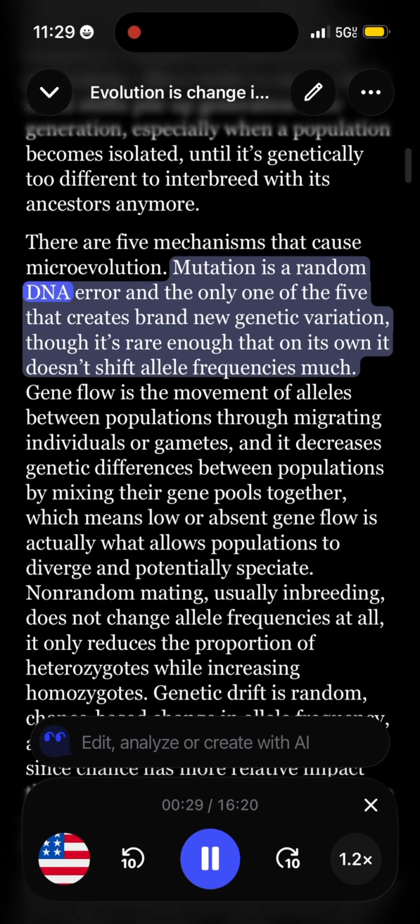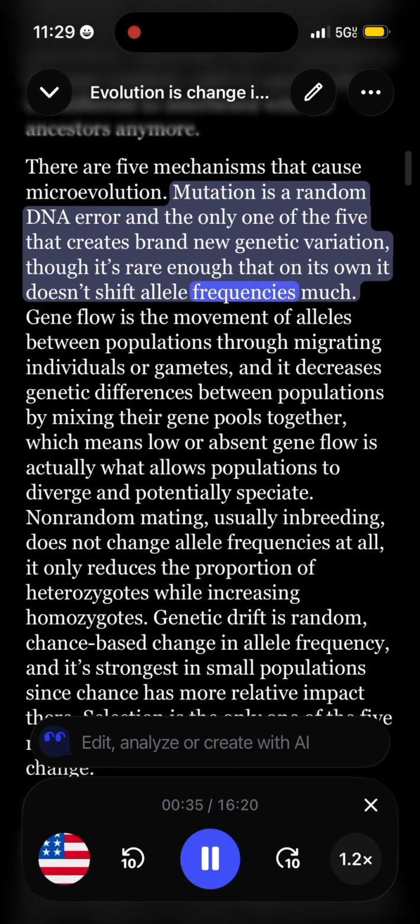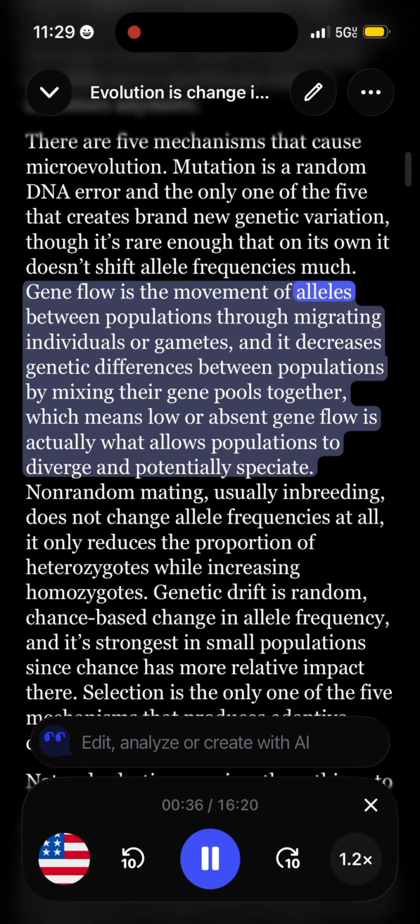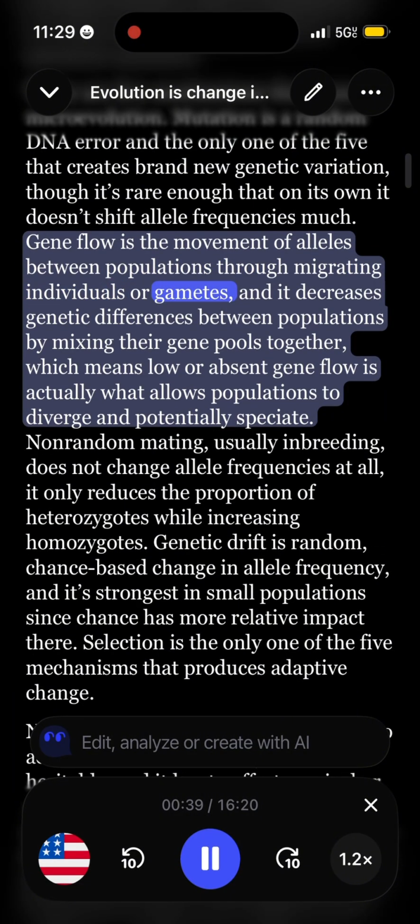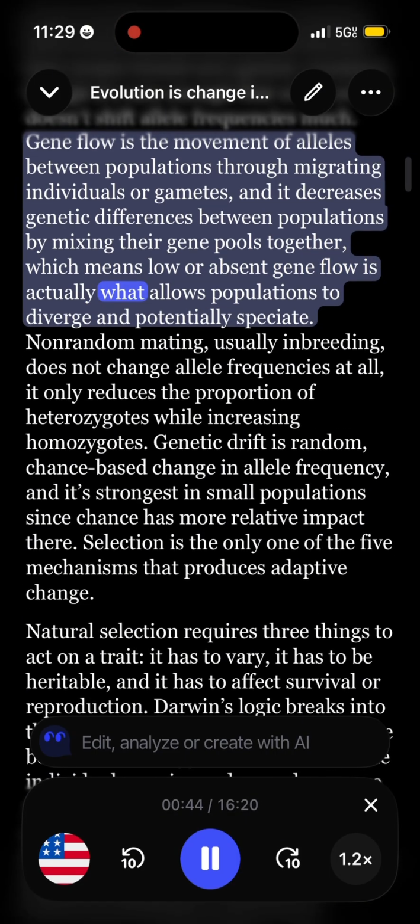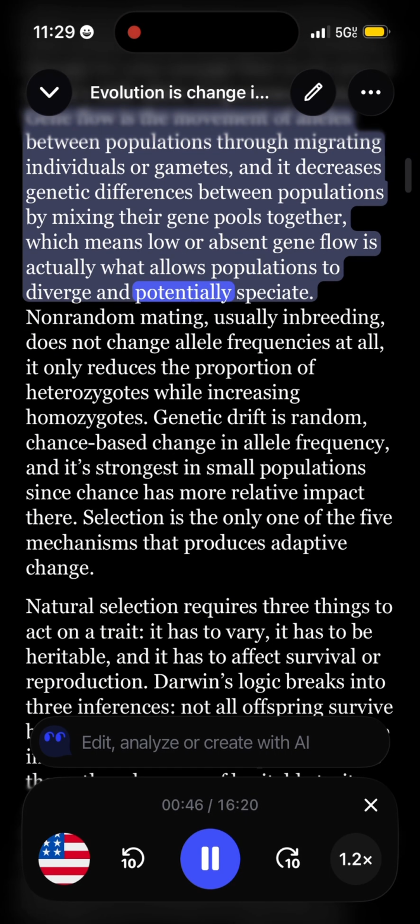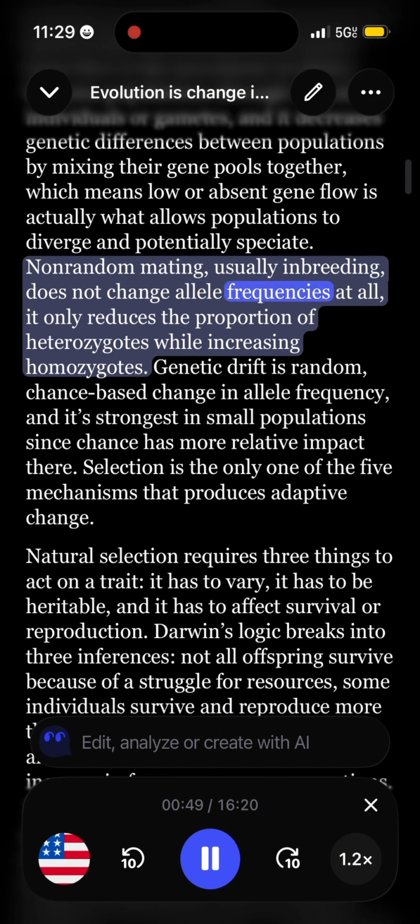Mutation is a random DNA error and the only one of the 5 that creates brand new genetic variation, though it's rare enough that on its own it doesn't shift allele frequencies much. Gene flow is the movement of alleles between populations through migrating individuals or gametes, and it decreases genetic differences between populations by mixing their gene pools together, which means low or absent gene flow is actually what allows populations to diverge and potentially speciate.